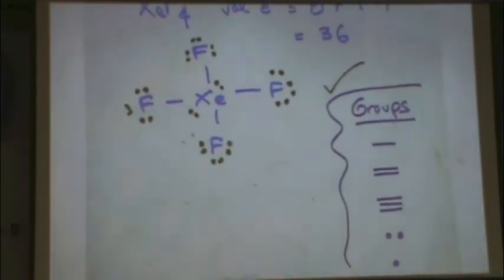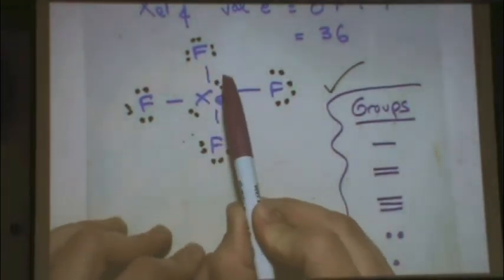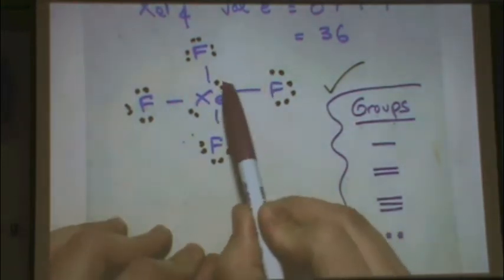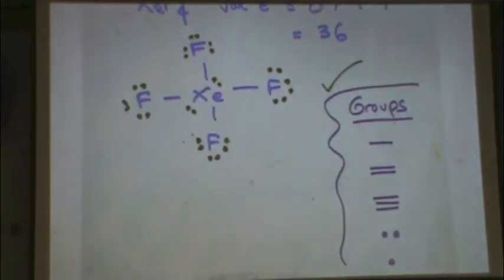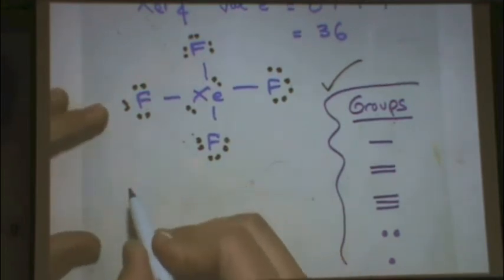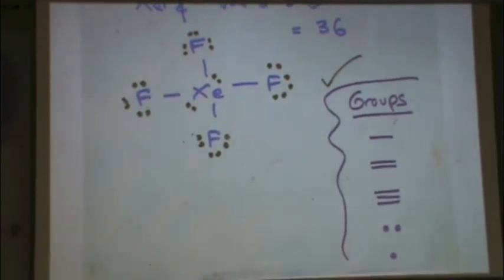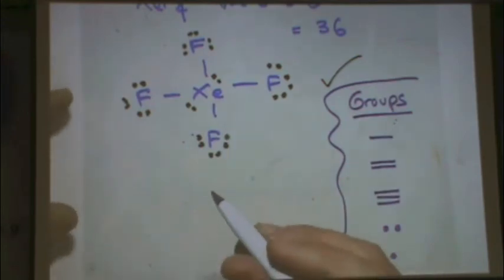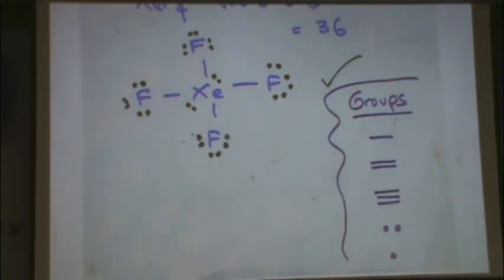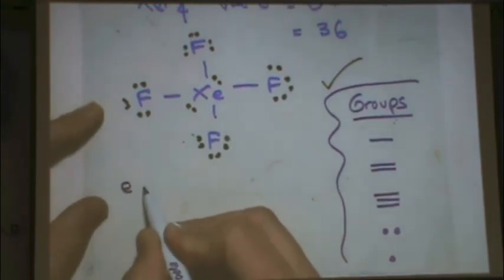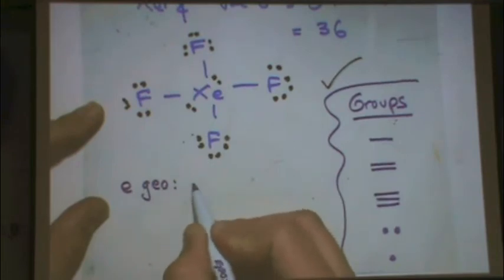So now if we look at this, xenon, again we're only going to do this for center atoms. Xenon has how many groups? 1, 2, 3, 4 single bonds and 2 lone pairs, a total of 6 groups. Because there's 6 groups, you can look at that chart on the reader or your textbook. 6 groups is called what? What's the electronic geometry called? Octahedral.